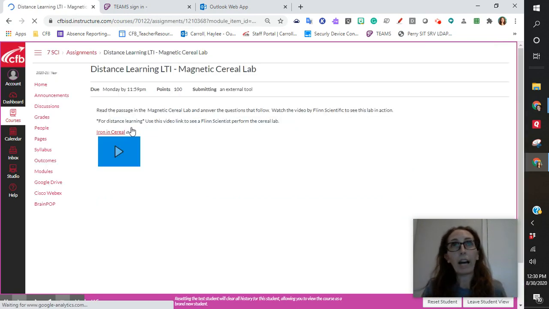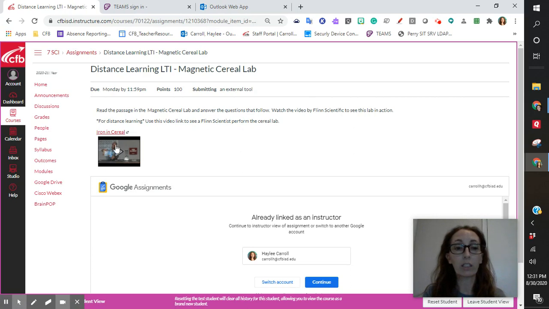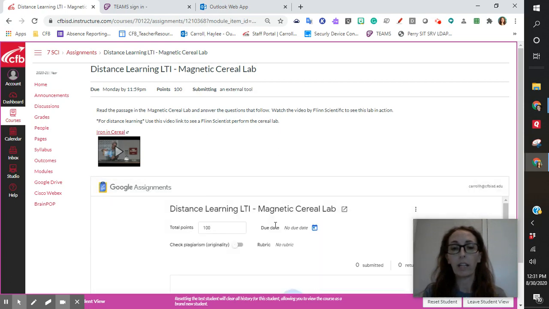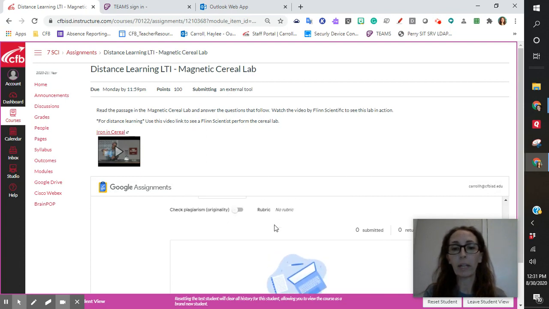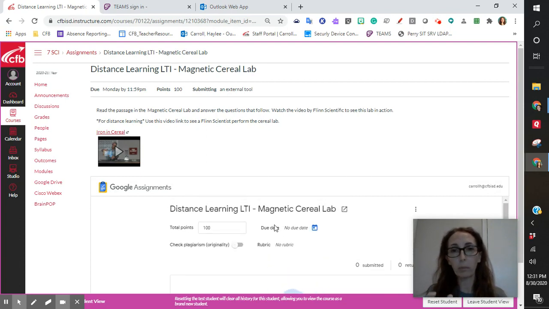Now, I can't expect that everyone would have all these supplies at home. So instead, there is the lab being conducted by a scientist at Flinn Scientific. And then you have a lab sheet, basically, that you will fill out here. I just clicked on the continue button down here. You may have to click on a link account button.